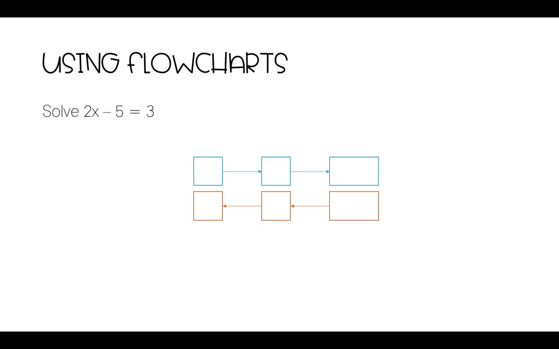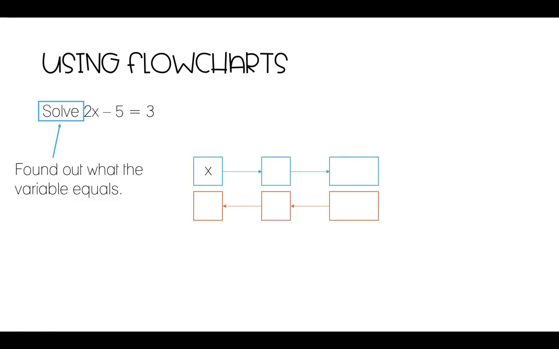So let's begin. The first thing we're going to do is solve 2x minus 5 equals 3. So we're trying to find out what the variable equals. So what does x equal? The way that we do this using flowcharts is we start by putting our pronumeral in one of the boxes, and then we follow our BIDMAS.